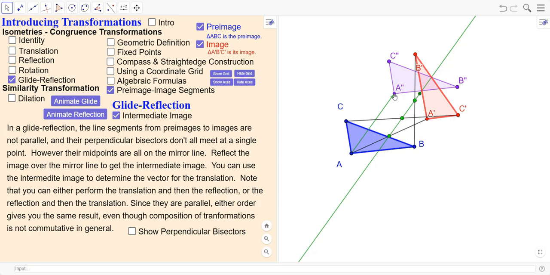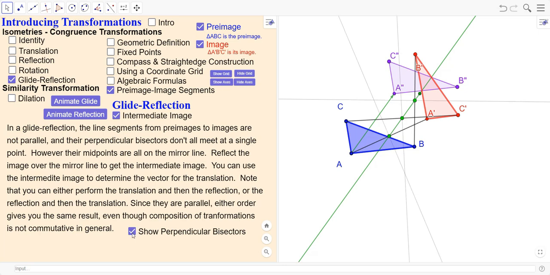It's interesting to notice that it really doesn't matter whether you do the glide or the flip, the translation or the reflection first. You can slide it first and get this translation to get the intermediate image and then reflect it. We could have also taken this same figure, reflected it over the line, and then translated it by that same vector, and we would end up at the same spot. So we get the same setting there.